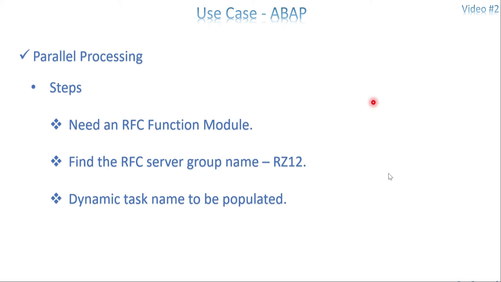So you need to identify what the group name is on your server, and a dynamic task name to be populated. Every process is technically called a task, so you have to generate the task name dynamically as well. Suppose 5 or 6, it's simple, it's a count, increase the count. So if PO is the name and 1 is the dynamic number generator, then PO1, PO2, PO3, PO4. Like that you need a unique task name for every session, every process. Okay.